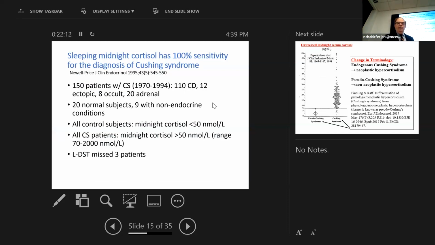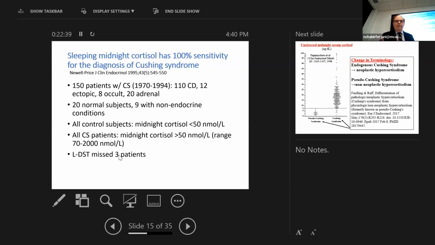He compared it with some normal subjects and some patients with non-endocrine conditions, and found that all 29 of these patients had midnight cortisol less than 50 nanomolar, that's 1.8 micrograms per deciliter. All patients with Cushing's had levels much greater than 50; in fact, the range was 70 to 2000 nanomolar. And like what we had found, low-dose dexamethasone suppression tests missed some patients.